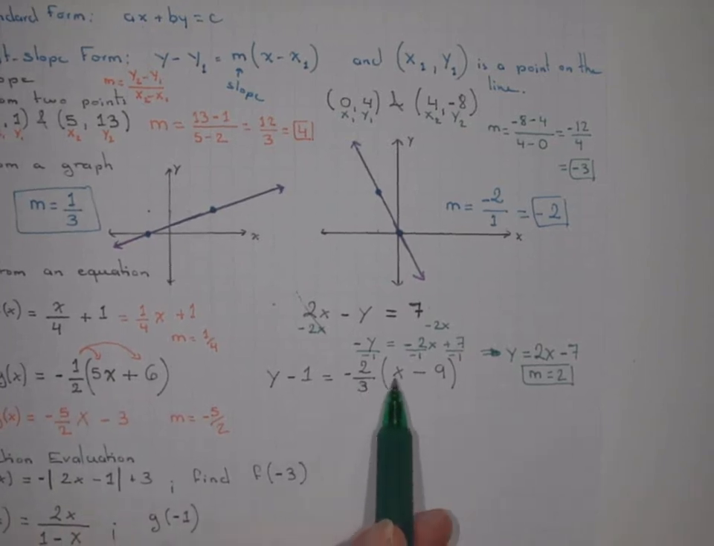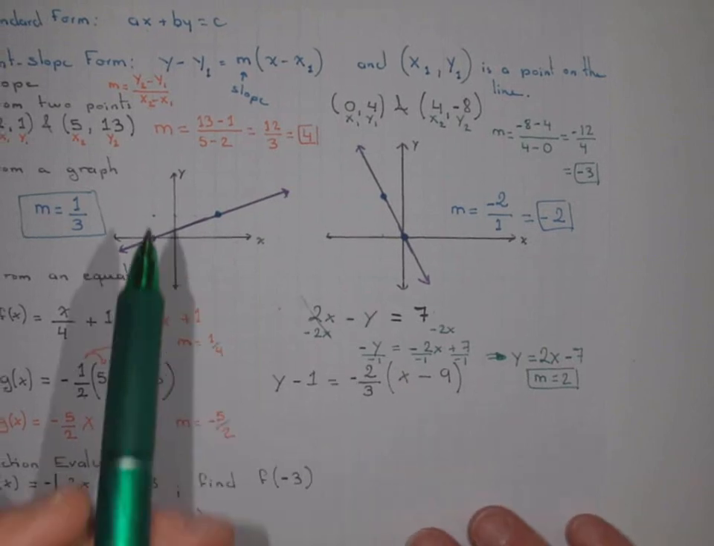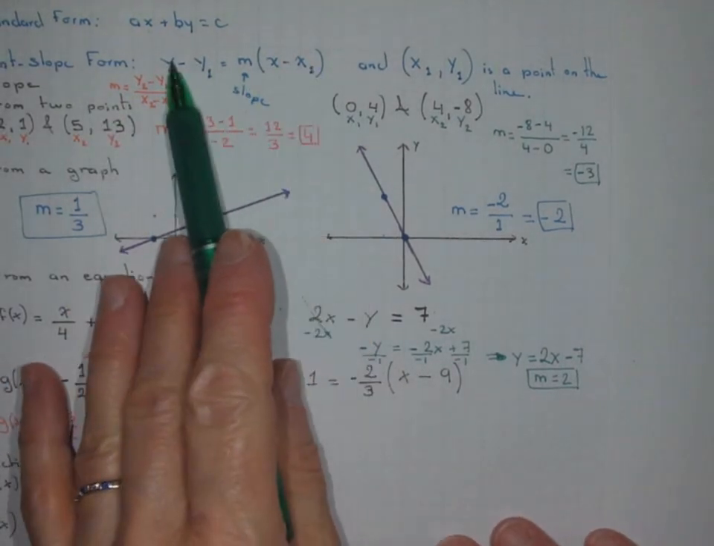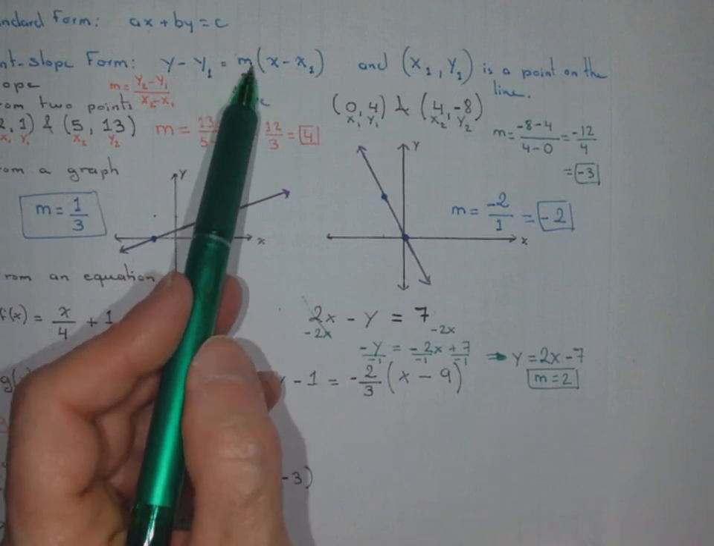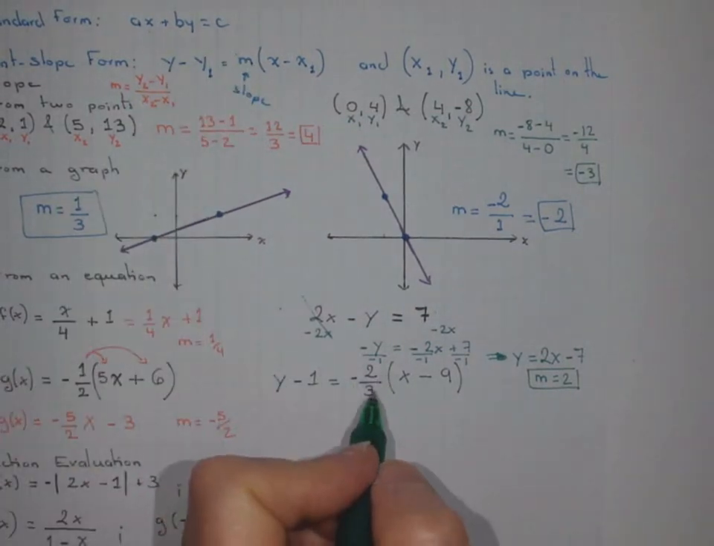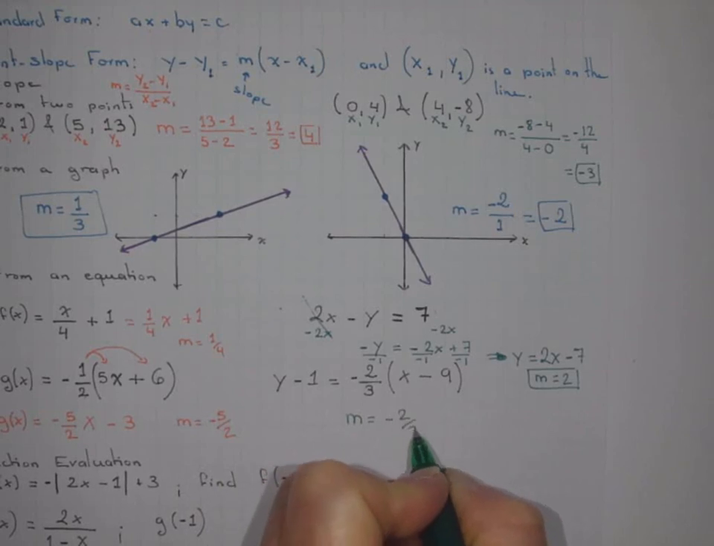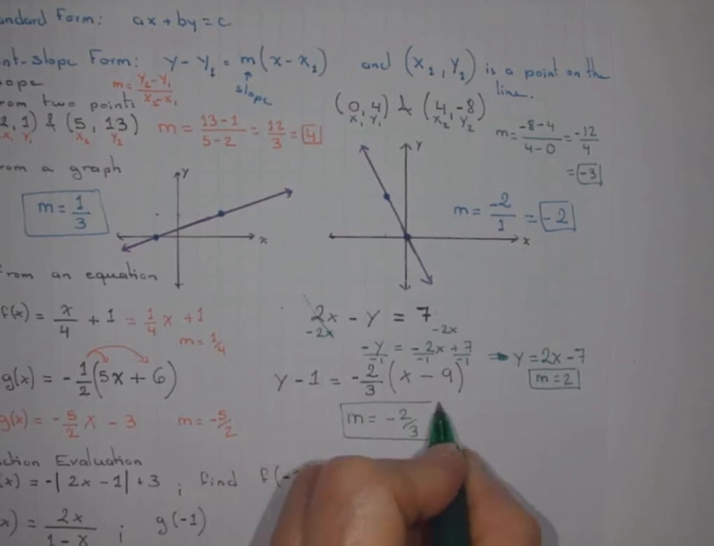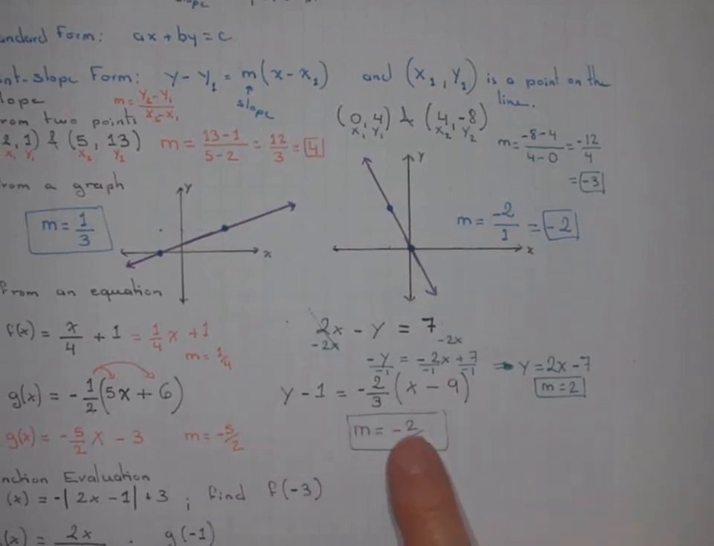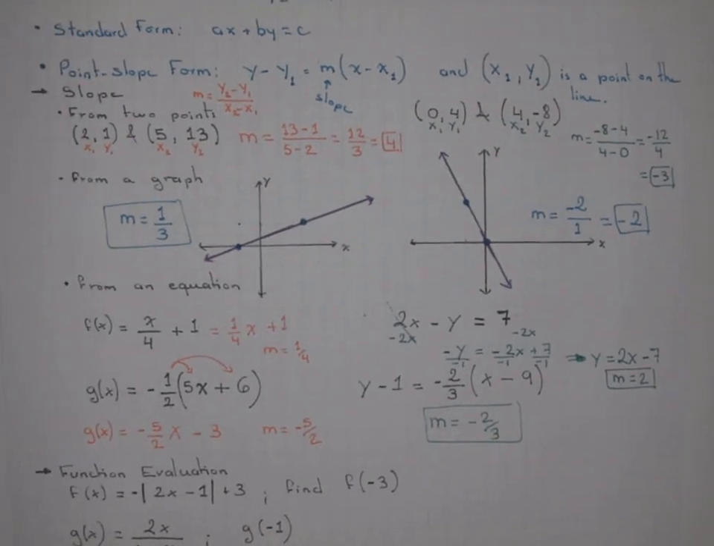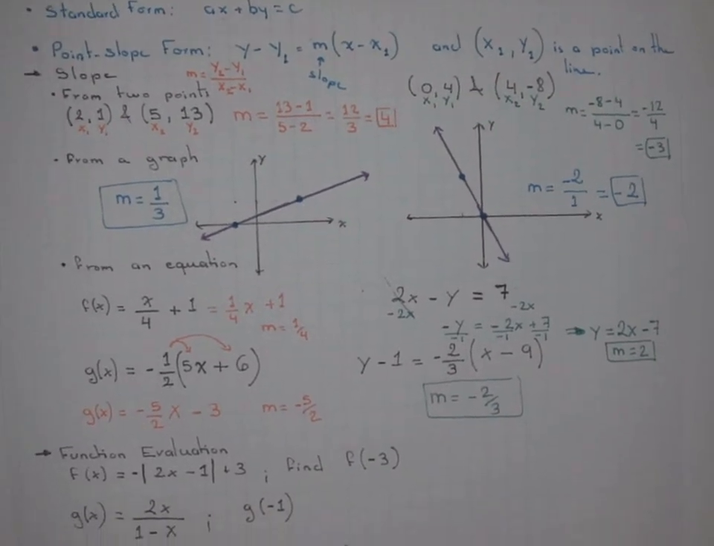But here we don't, because x is by itself, there is no coefficient in front, and so we are in point slope form. Therefore the slope will just be whatever is in front of the parentheses. So here the slope is going to be equal to negative 2/3. So this line will go down 2/3. Alright, so that's for slope.